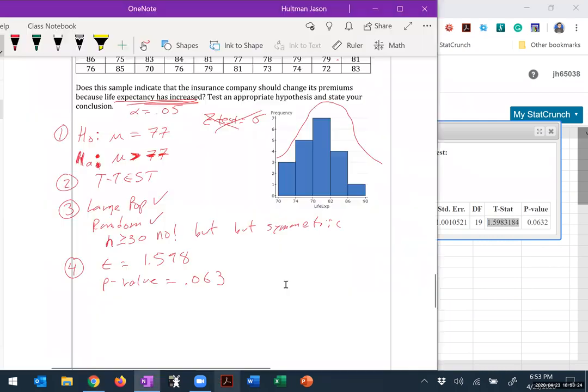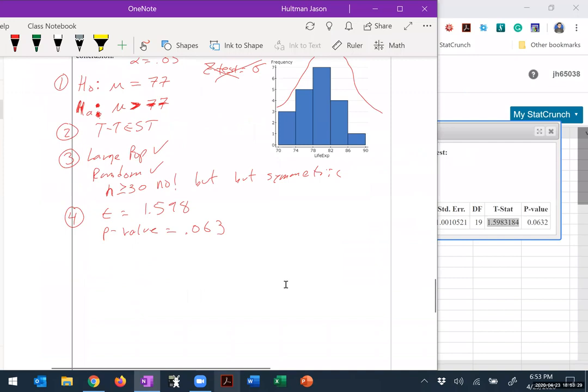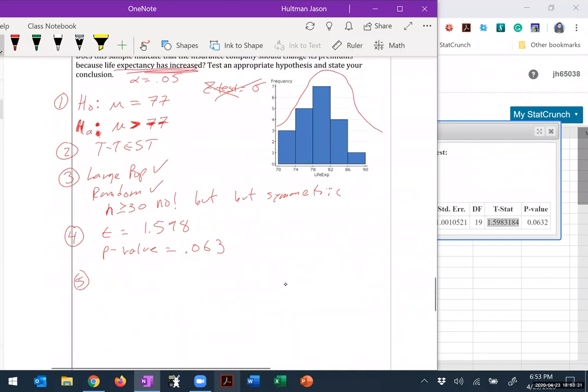So now we're going to go back and write our conclusion. Again, what is our conclusion here?